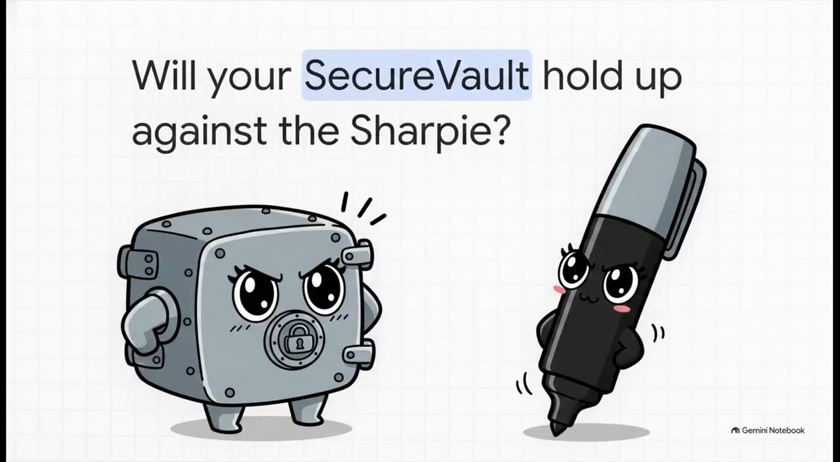By really understanding getters, setters, and the absolute necessity of that private keyword, you hold the keys to robust application security. You now understand exactly why direct state access is a complete disaster waiting to happen. So as you architect your next application, ask yourself, will your vault hold up against the Sharpie?